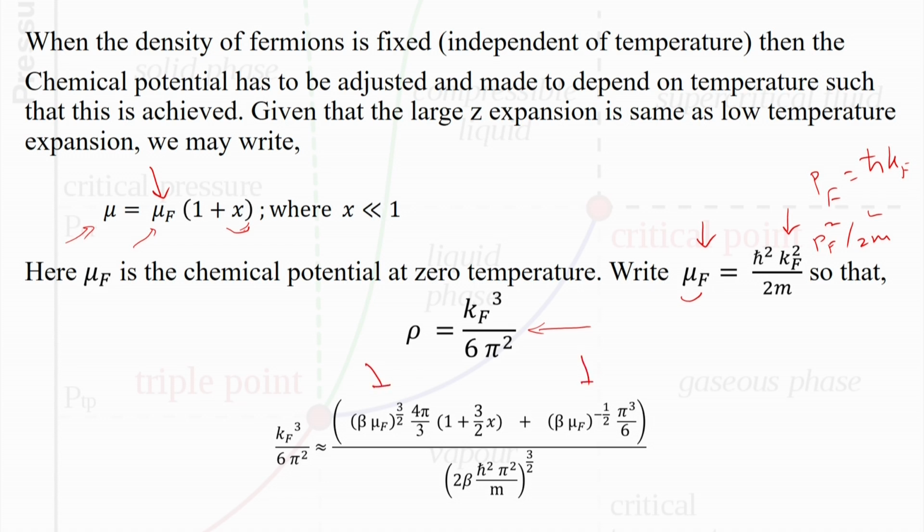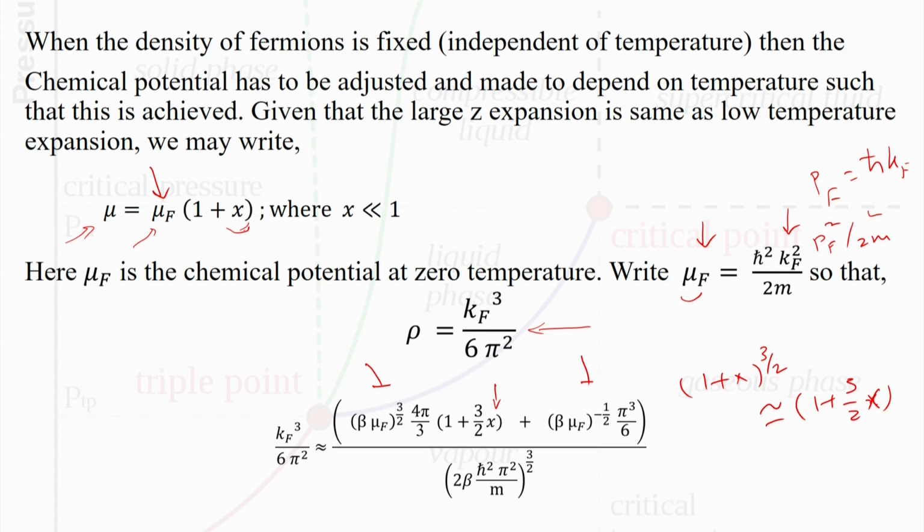Keep in mind that in this case x is really small, and because of that I have expanded mu to the 3/2. I have written it as something like this, which I have approximated as 1 plus 3/2 x and so on. That is what I have done here. Other than that I have not done anything else.